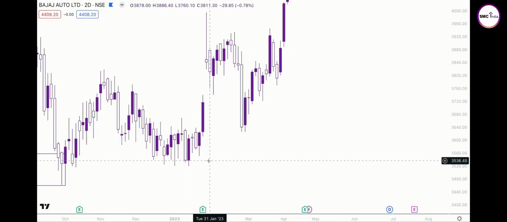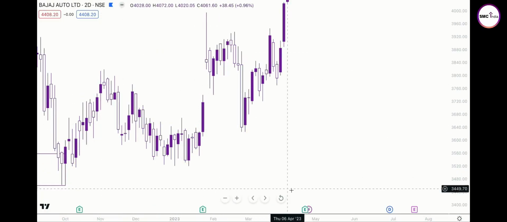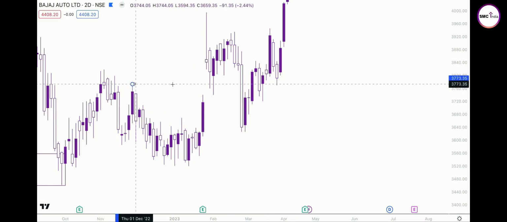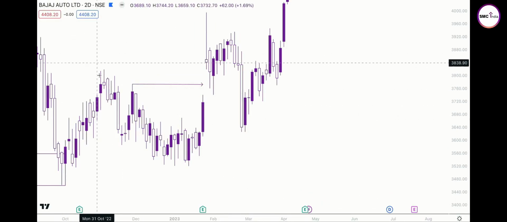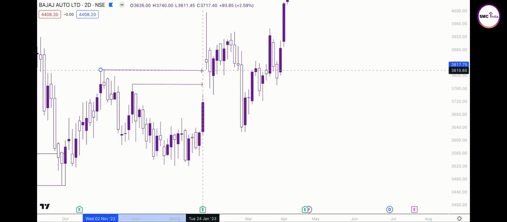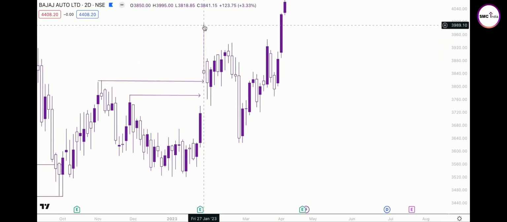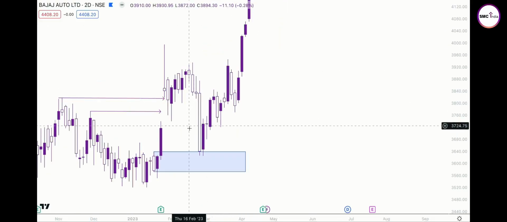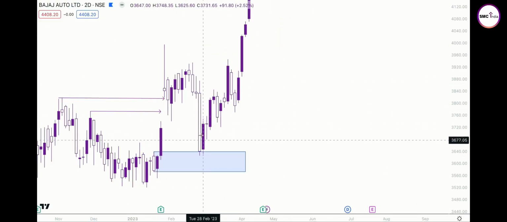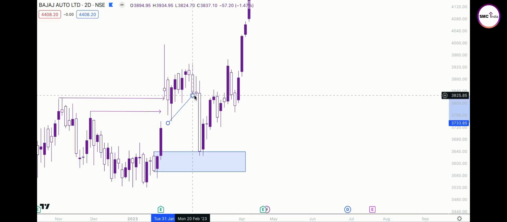Next we come to Bajaj Auto, and I've already shared this trade with you. You could clearly see that the market causes this minor breakout structure here, this major breakout structure here, and the breakout structure with even gaps, a huge amount of gaps here. And what the market does next is that it causes an impulsive move to the upside.